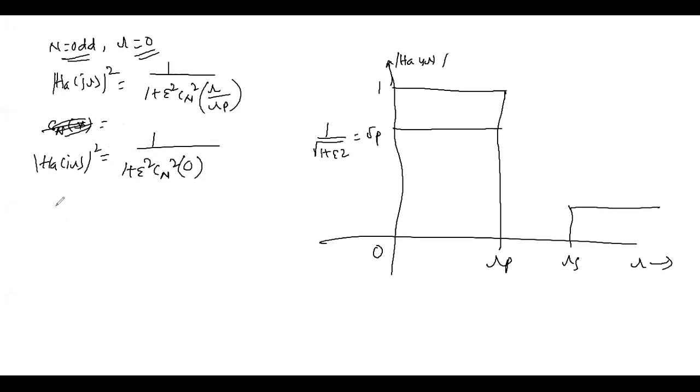Now here n is odd. What is the value of C_n(0) when n is odd? Yes, zero. It is 0. Then |H(j omega)| square equals 1 by 1 plus epsilon square multiplied by 0. This is simply 1. Okay, it is simply 1. So what I can say is that when n is odd, it is not starting from 1 by root over 1 plus epsilon square. It is starting from 1. This is very, very important. The ripple will start from 1 like this.